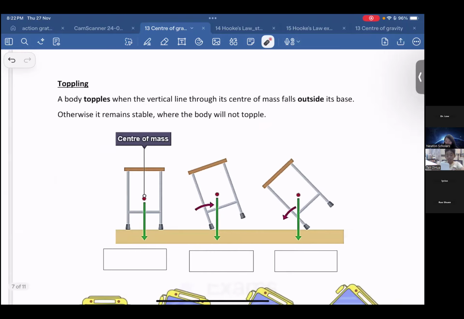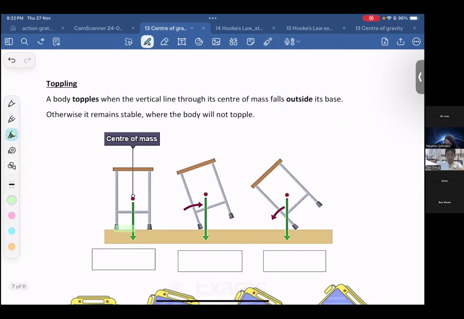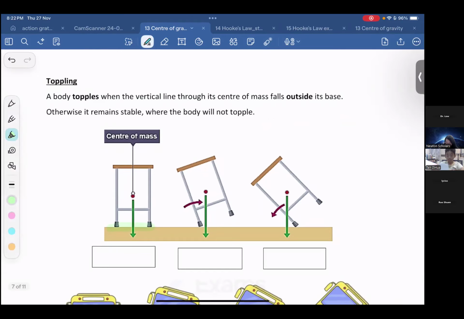So here, we look at this. Where is the base? This is the base. Maybe I change another color. Here is the base, and here is the base. We look at the first case. Can you see that the vertical line that passes through the center of mass is inside the base? So in this case, the chair is stable. It will not topple. It's a stable condition.